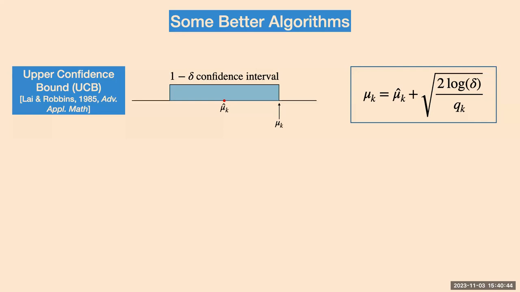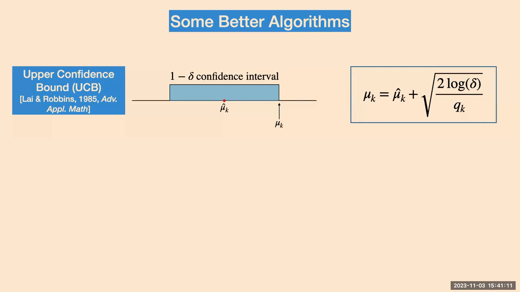And instead of comparing the empirical mean, they compare the upper bound of your confidence interval, mu k. And why does comparing mu k make more sense than comparing mu hat? Because mu k is the empirical mean plus a term that is inversely proportional to qk. Okay, and this qk is the number of pulls for the arm k.